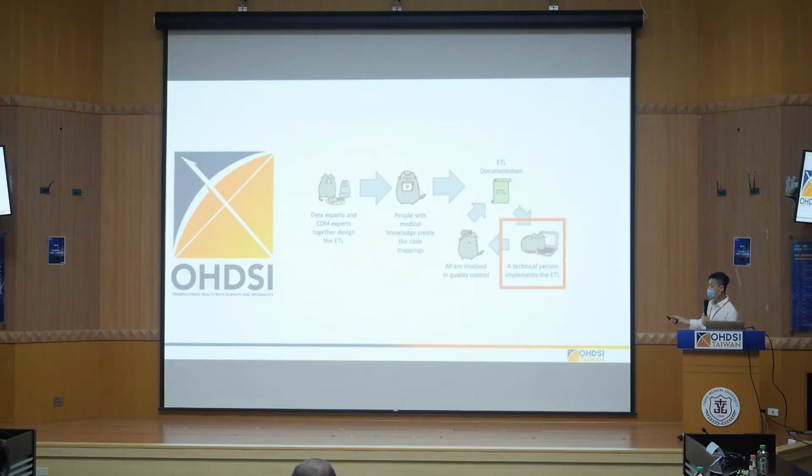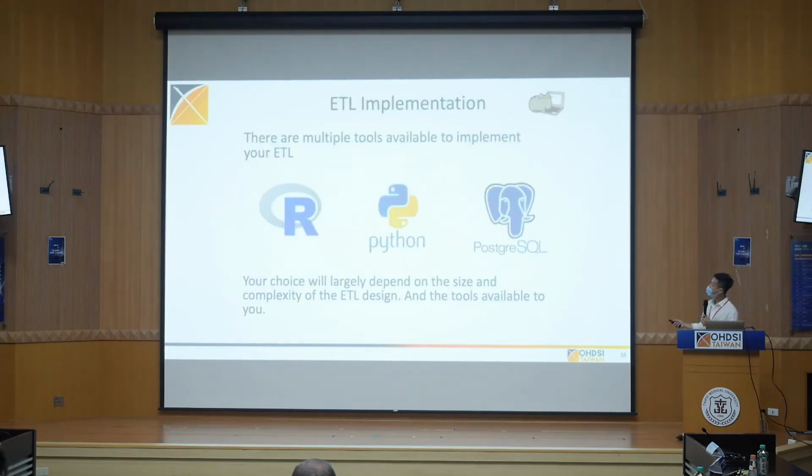After all of these steps, one technical person will sit down and use your guideline document, the ETL document, and then they will pull out all of the data into the CDM structure. For ETL implementation, you can use different tools. You can use R, if you are familiar with R, or Python or SQL commands. In Taiwan, we use SQL commands to convert all of the data to the CDM model, because our data is quite complex. There are a lot of variables, a lot of fields, and also a lot of charts. That's why we use SQL to convert it.